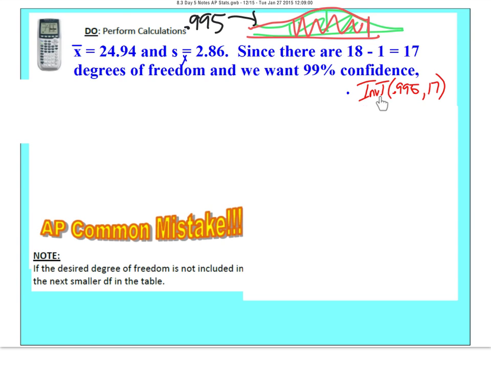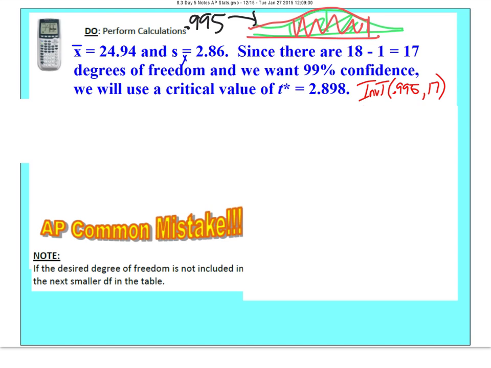So I'm going to do an inverse t of 0.995 and put my degrees of freedom in there. Once I do that, I get that the critical value is 2.898, which means that's how many standard deviations I am from this mean.